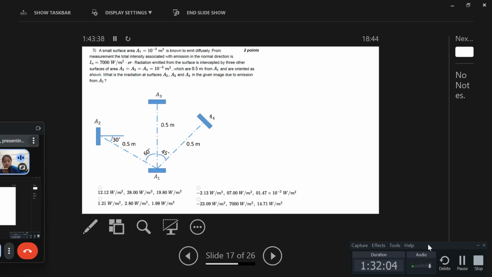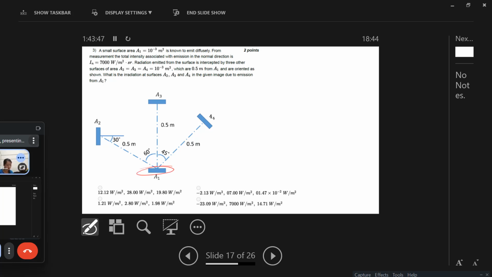The next question is of radiation. We see here a small surface area A1, that is 10 to the power minus 3 meter square. The surface is known to emit diffusely. From measurement, the total intensity associated with emission in the normal direction, IN, is given as 7000 watt per meter square steradian.